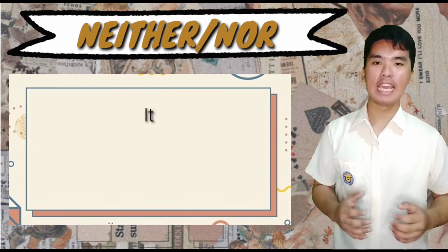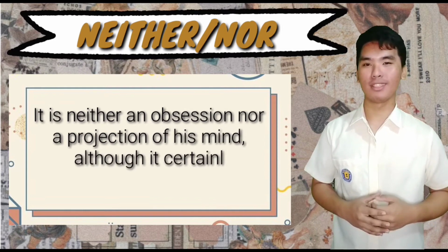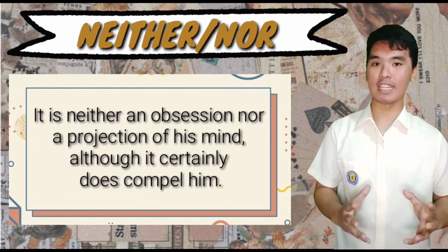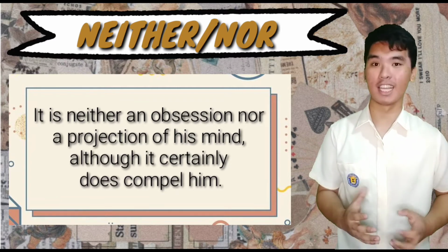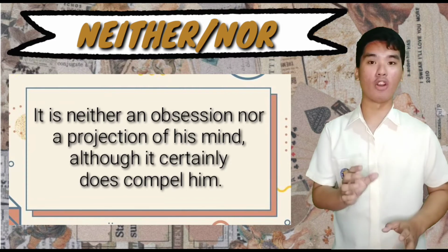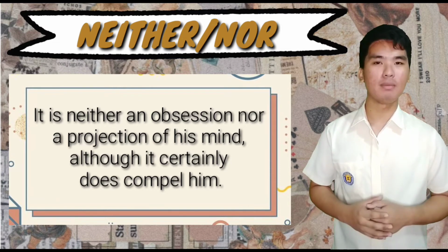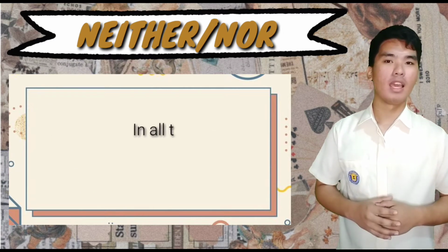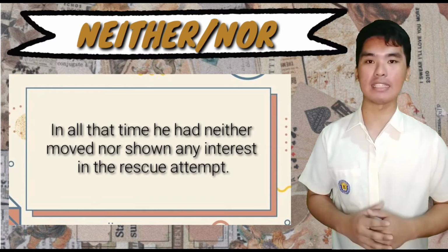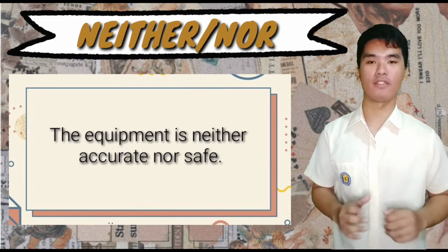First, we have: it is neither an obsession nor a projection of his mind, although it certainly does compel him. Now, this sentence states that it is both not an obsession or a projection of his mind. Here, the neither nor function is evident, for it denies and negates. The same is true with the next two examples. In all that time, he had neither moved nor shown any interest in the rescue attempt. The equipment is neither accurate nor safe.